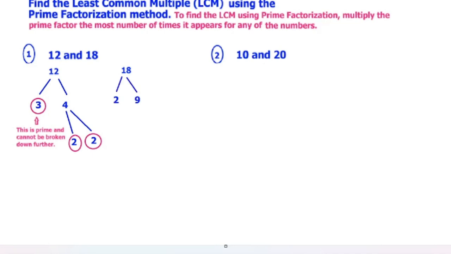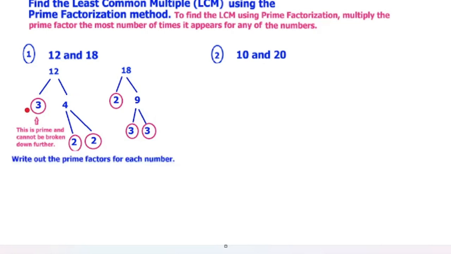Let's work on 18. 18 can be broken down into 2 and 9. 2 times 9 gives you 18. 2 is prime and cannot be broken down any further, so let's focus on 9. 9 can be broken down into 3 and 3. 3 times 3 gives you 9. So the 3's are now prime, so we can't break those down anymore.